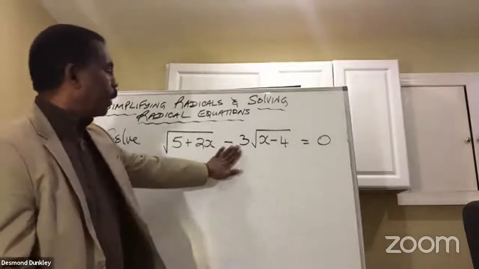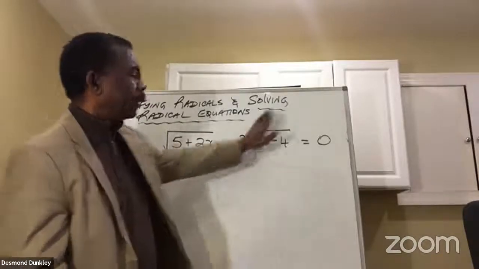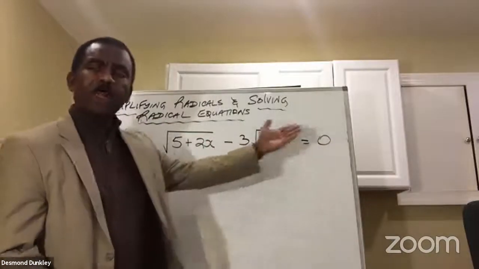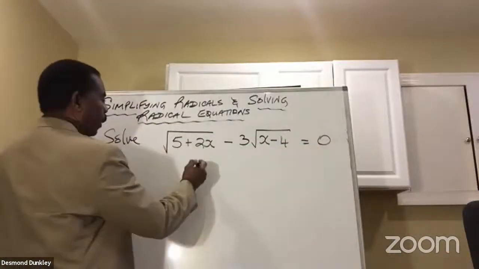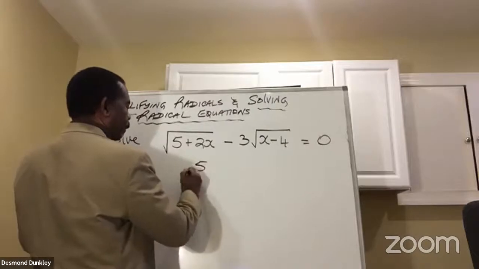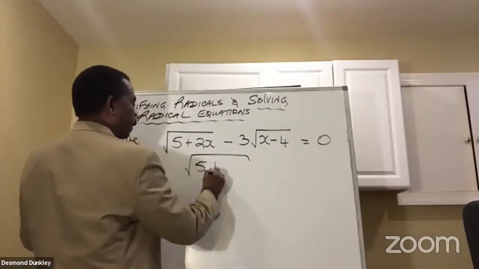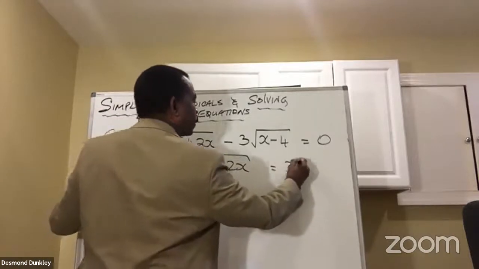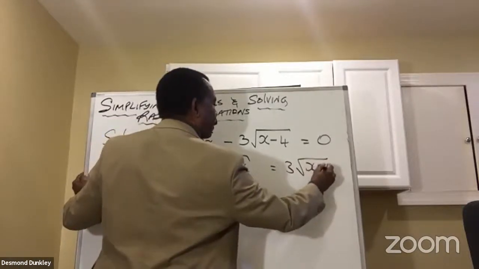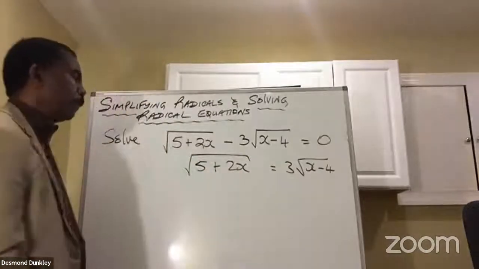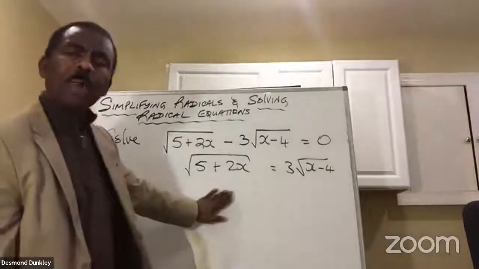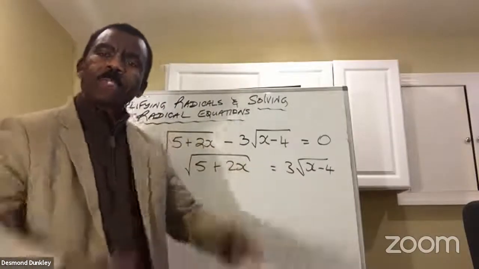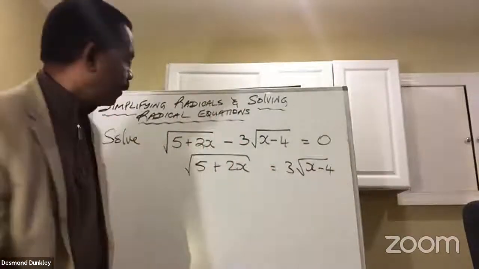So I would get rid of this radical by getting it over to the right side. By what? Adding this expression to both sides. So now we end up with 5 plus 2x equal to 3 square root of x minus 4. So now we have a radical on the left, a radical on the right. And now you square both sides.